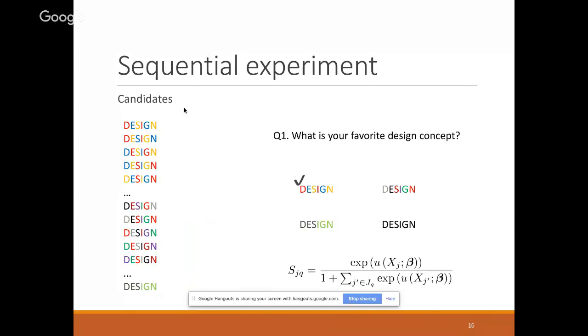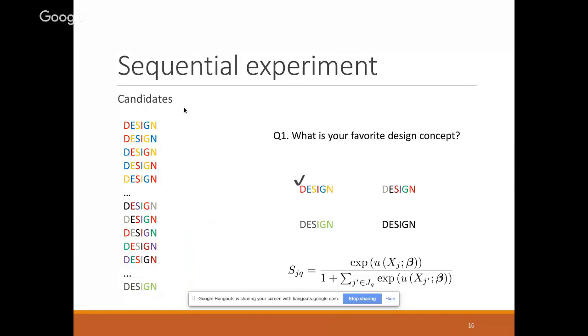And then with this estimated beta on the partial data set, we can choose the next set of design profiles for the second question. So the question is, which candidates should be selected for the next question? And then as I summarized in the motivation, this is not a very easy question. So this is our research question here.